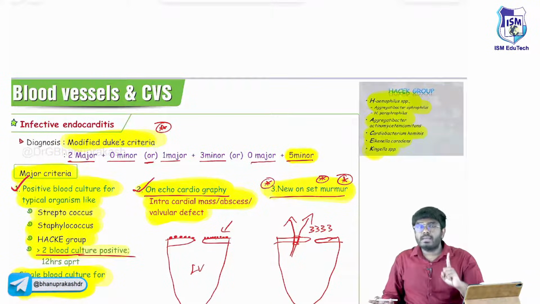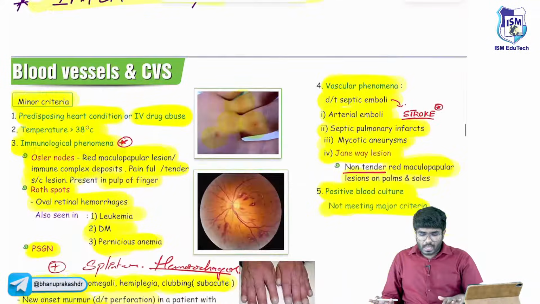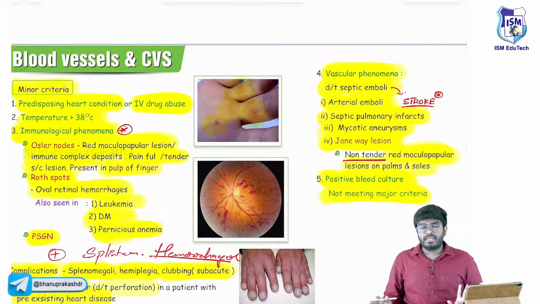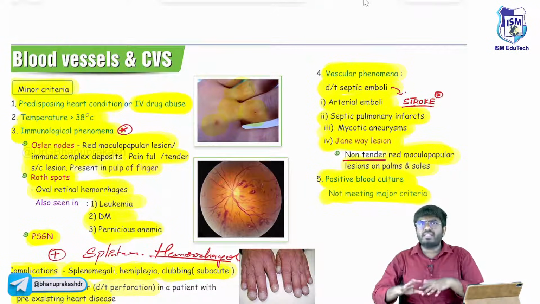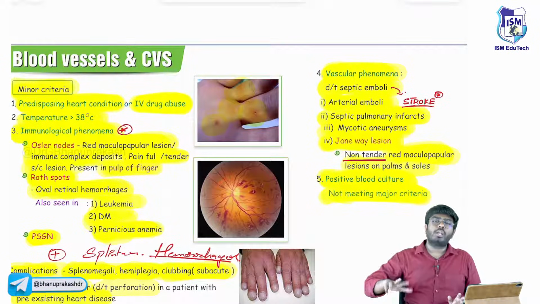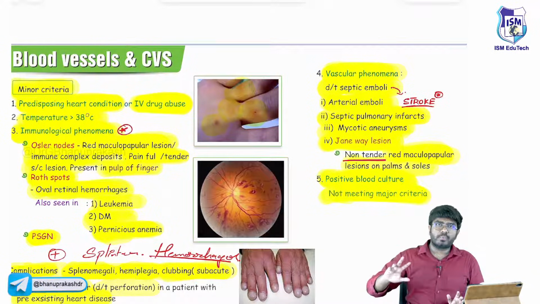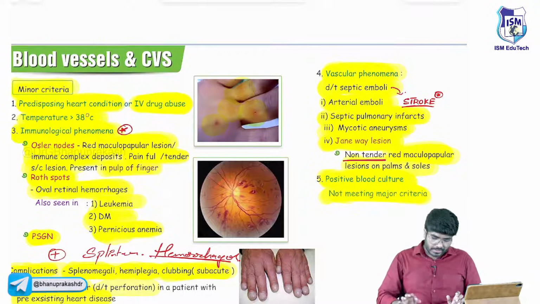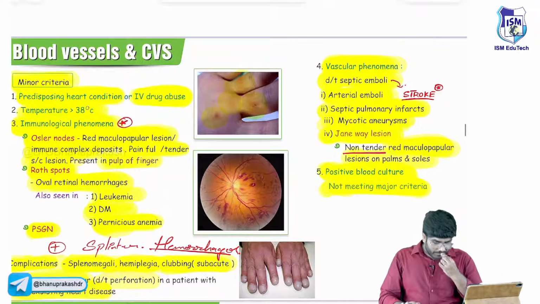Or at least one major criteria along with three minor criteria. What are they? It can be anything: fever, IV drug abuse, vascular phenomena, immunological phenomena, or positive blood culture which is not meeting the major criteria. Done. So these are the minor criteria.